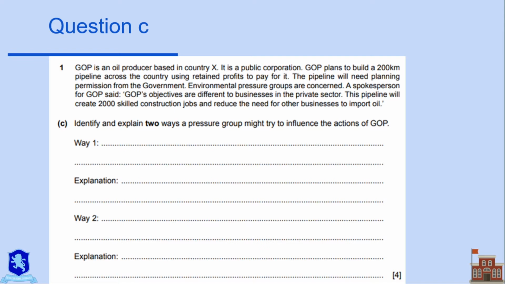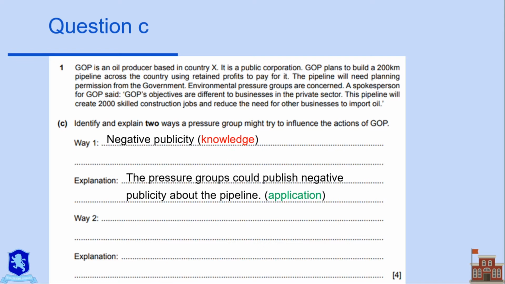In way 1, you could write negative publicity. It's the knowledge point. But then you need to explain this idea in the context of the business. So you need a reference to the business. For example, the pressure groups could publish negative articles about the pipeline. The pipeline is the reference. It's the application point. In way 2, it's the same.